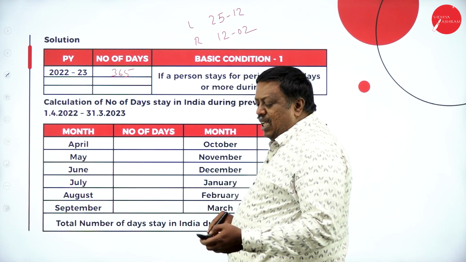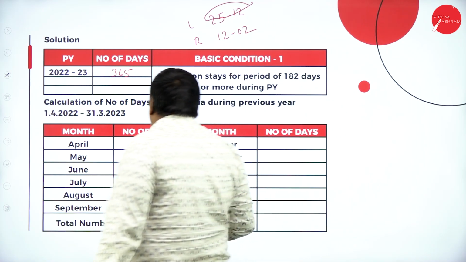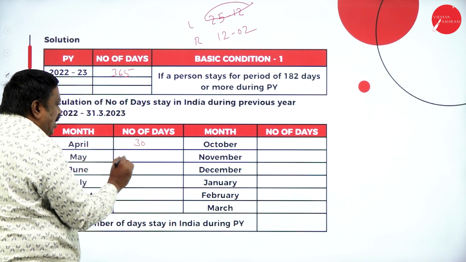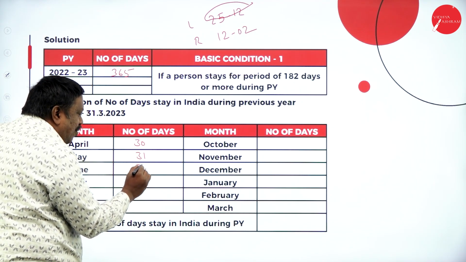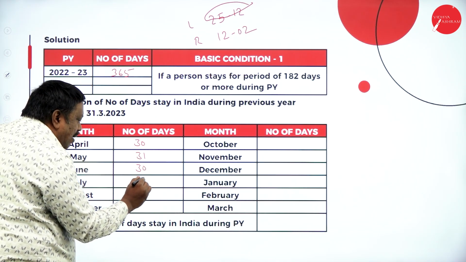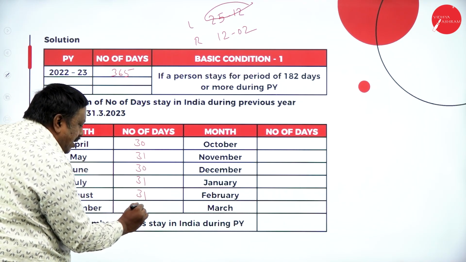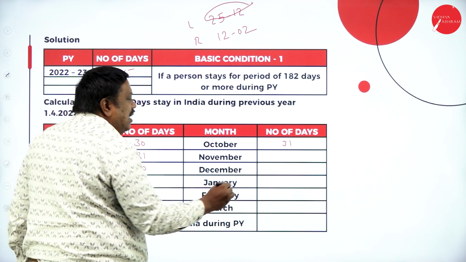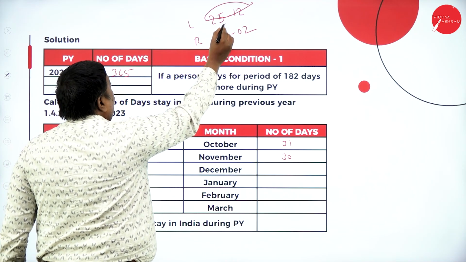So now, when I left in the month of December. In the month of April, I was in India. In the month of May, I was in India. In the month of June, I was in India. July, I was in India. August, I was in India. September, I was in India. October, I was in India. November, I was in India. December, when I left, 25th.